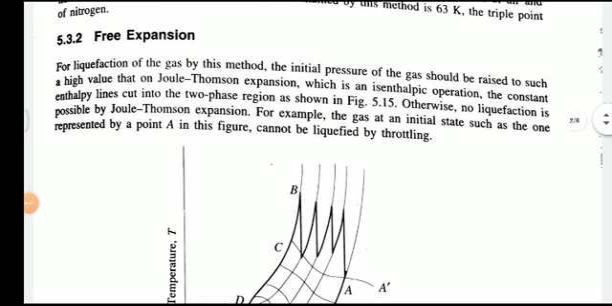Next is free expansion, which is based on liquefaction. So it is Joule-Thomson expansion for liquefaction of the gas. In this method, the initial pressure of gas should be raised to such a high value that on Joule-Thomson expansion, which is an isenthalpic operation, the constant enthalpy line lies in the two-phase region as shown in figure 5.15.